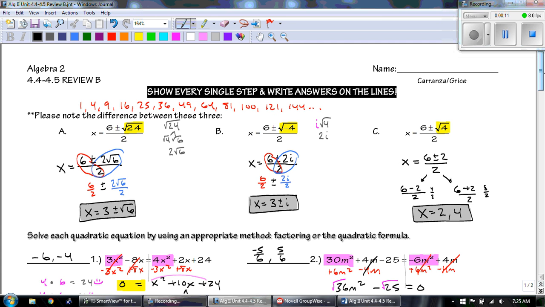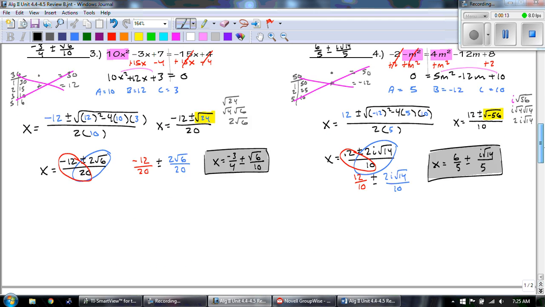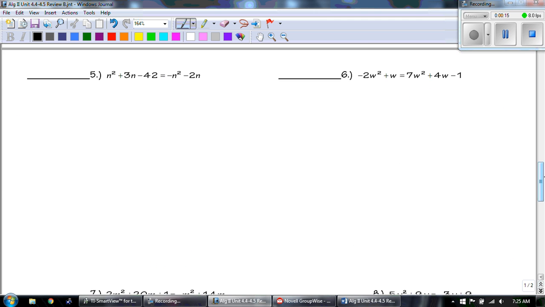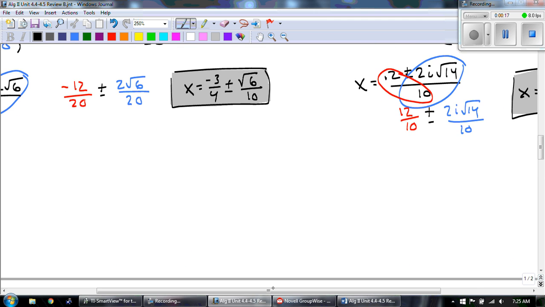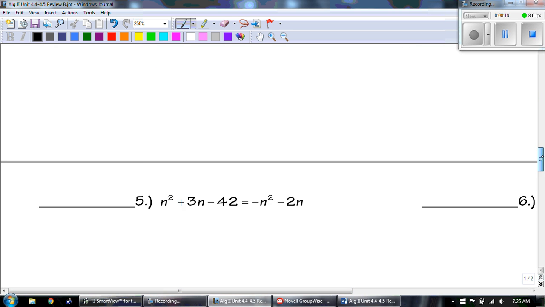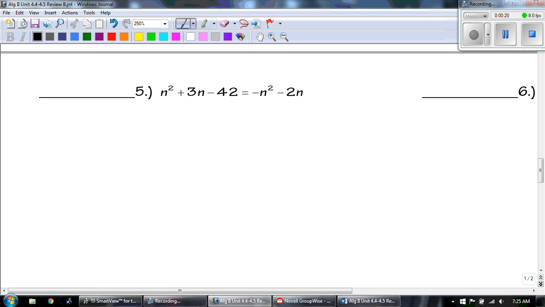All right, we already did the first side together. So go ahead and flip it over, and we are on the back. All right, number 5. Remember, we always want to look at our leading coefficients, and we move the smaller one.